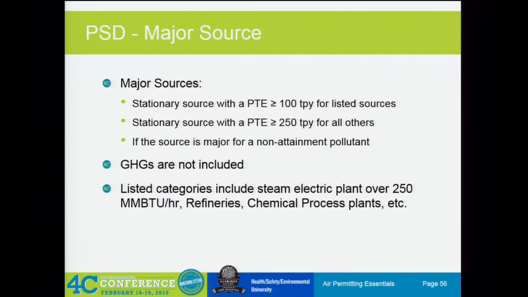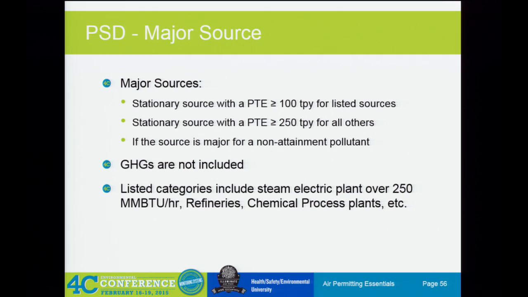If the source is major for a non-attainment pollutant, what this means is that you're going to have a lower major source threshold under the PSD program than you would under that 100 tons per year or 250 tons per year. So if you're in a non-attainment area, you're going to have a lot more stringent regulations.